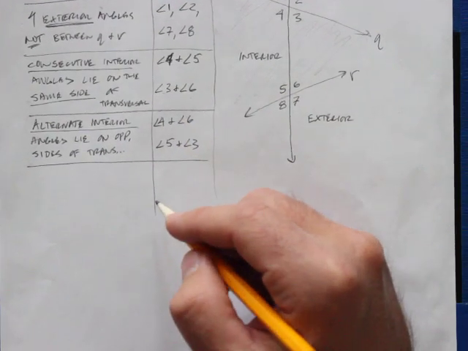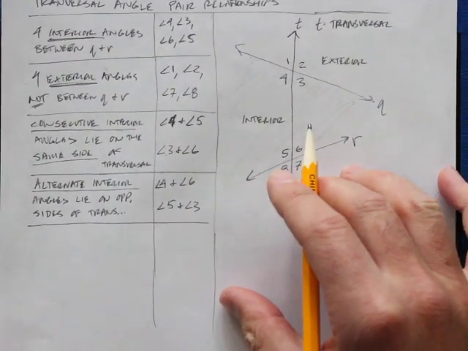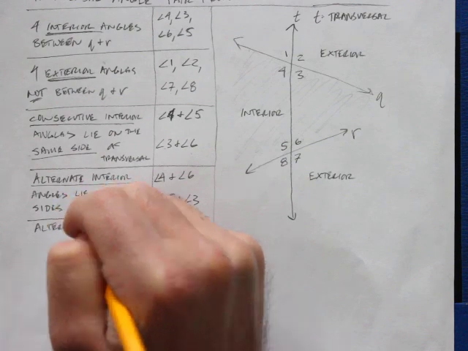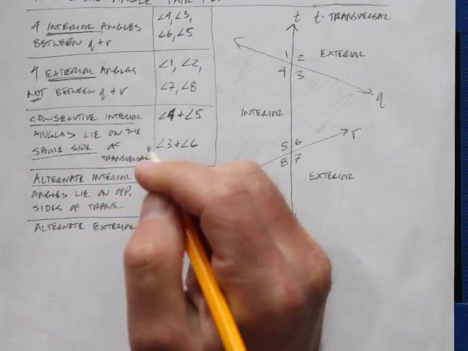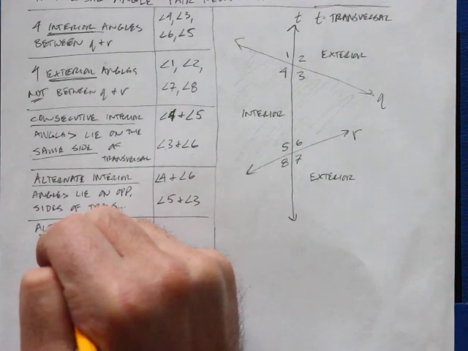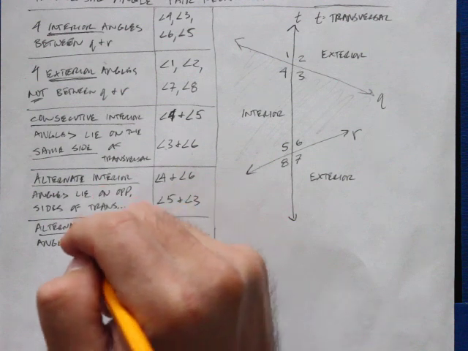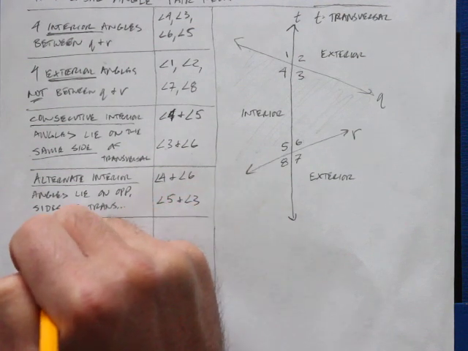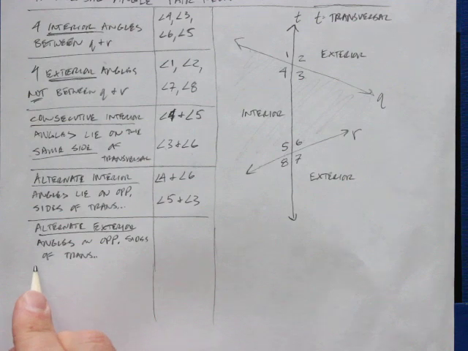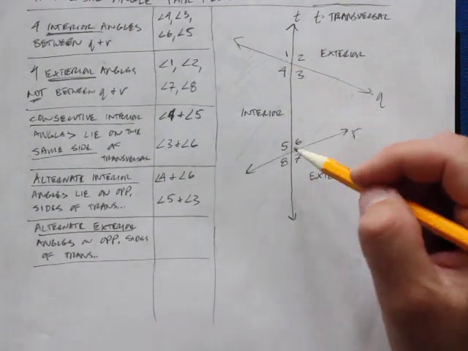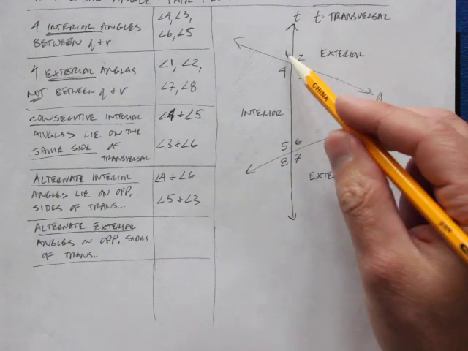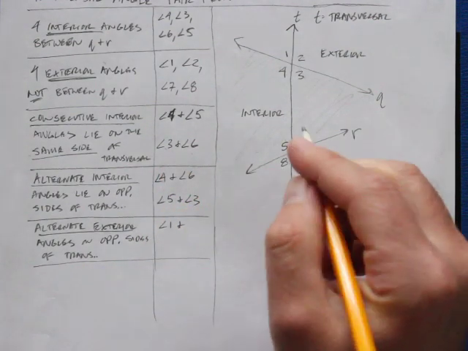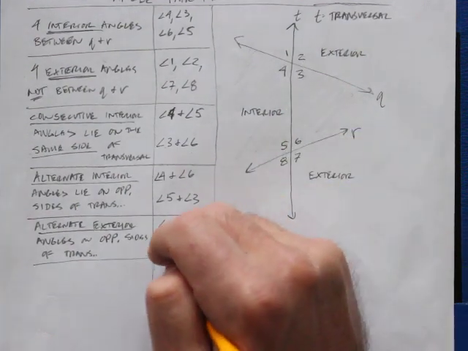3 more of these things. So I've got alternate exterior. Opposite sides of transversal. So alternate exterior, so that would be 7 and 1, and 2 and 8. They're on the opposite sides of the transversal, and they are the exterior angles. So angle 1 and angle 7, and then angle 2 and angle 8.